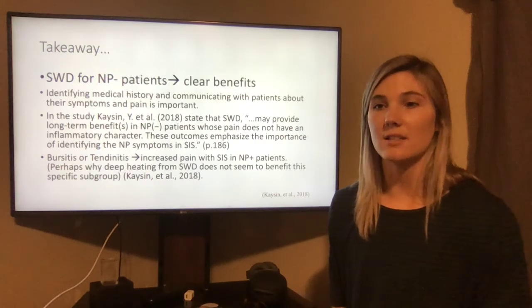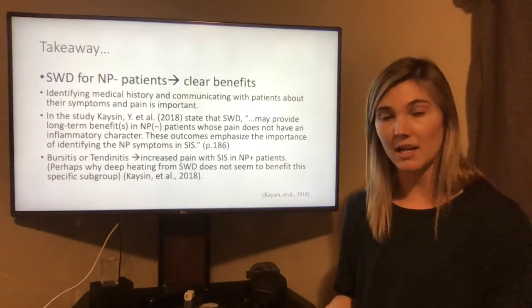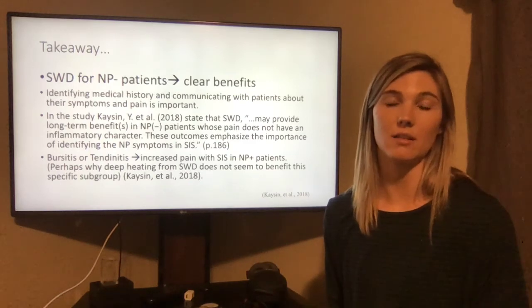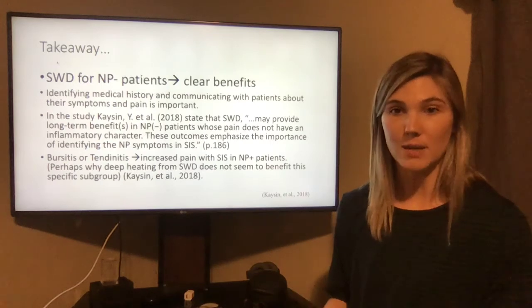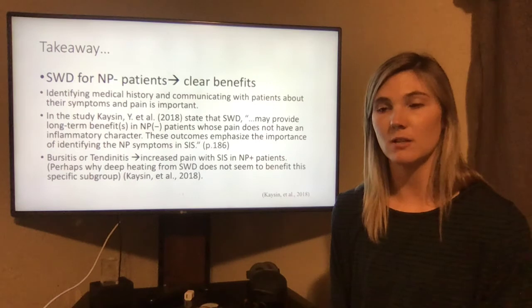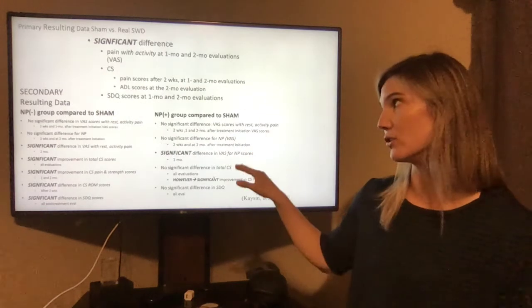They did cite bursitis and tendonitis as possible culprits for causing the pain or the lack of good benefit from the shortwave diathermy in those night pain positive patients. Perhaps that inflammation, obviously, would not respond well to a deep heating agent because this was set to continuous as well. So this is just an overview of that.